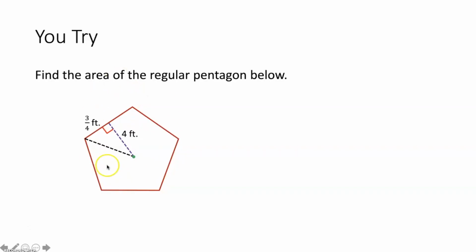Okay, doing the same thing. We're finding the area of a regular polygon. This time it's a regular pentagon, meaning it has 5 sides. So in order to find the area of a regular polygon, we're going to use the area of a regular polygon formula, which is area is equal to 1/2 the apothem times the perimeter.